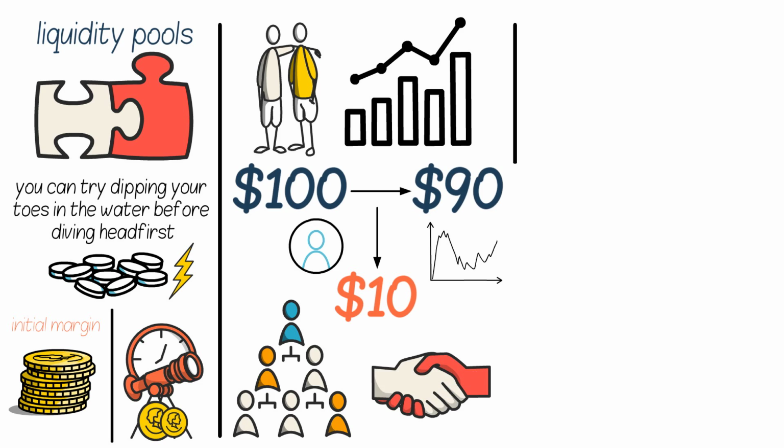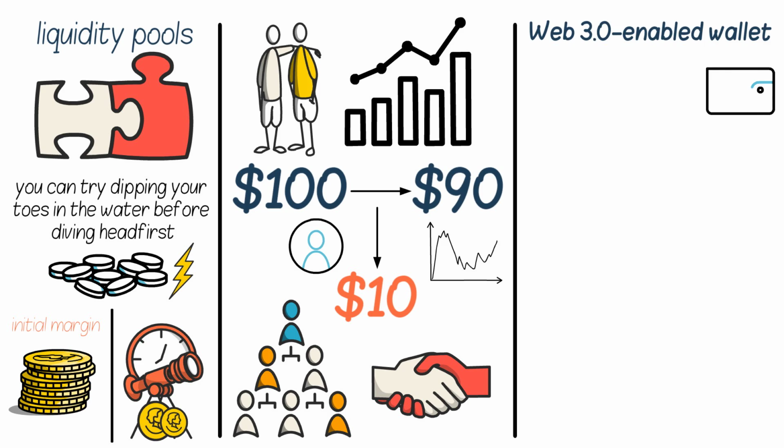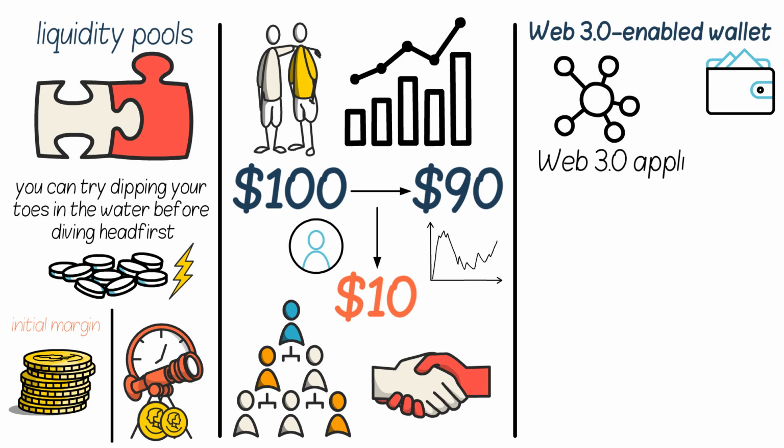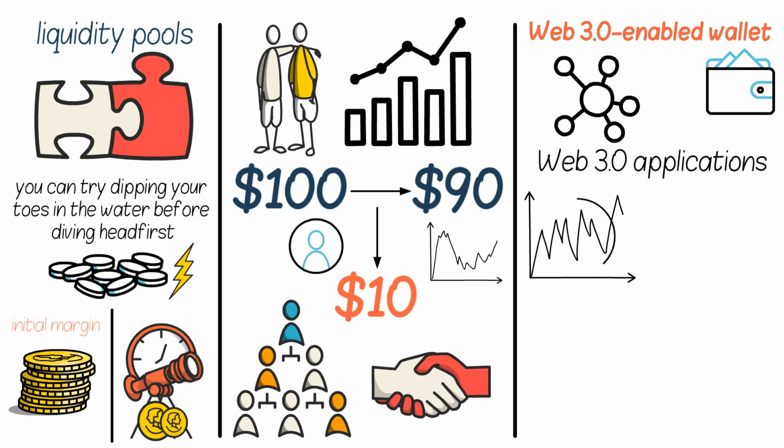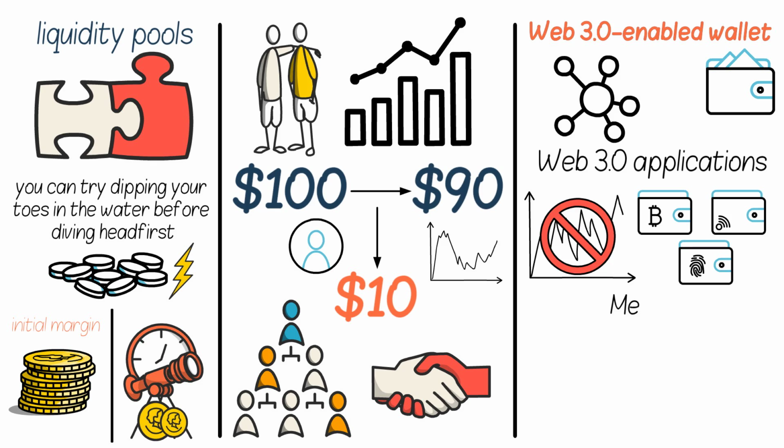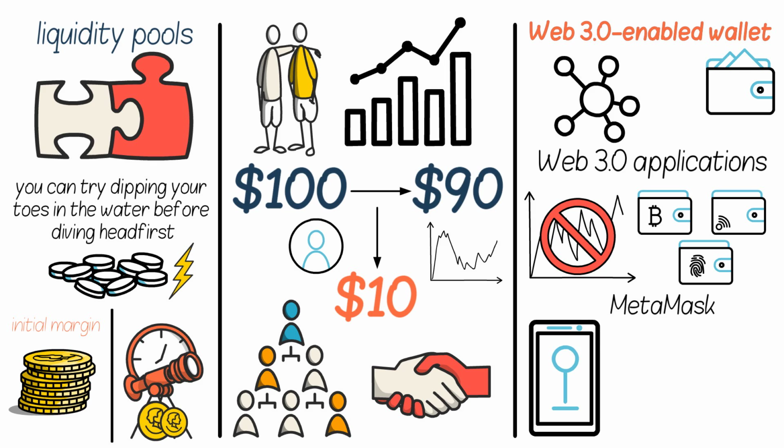You would also need a Web 3.0 enabled wallet to trade on a liquidity pool. This is because liquidity pools are most commonly decentralized exchanges that typically run on Web 3.0 applications. So if you don't have a Web 3.0 enabled wallet, you won't be able to trade on liquidity pools. There are a few different types of wallets that you can use, but MetaMask is one of the most popular wallets because it's easy to set up and use.